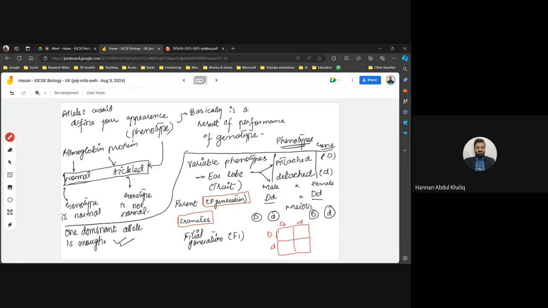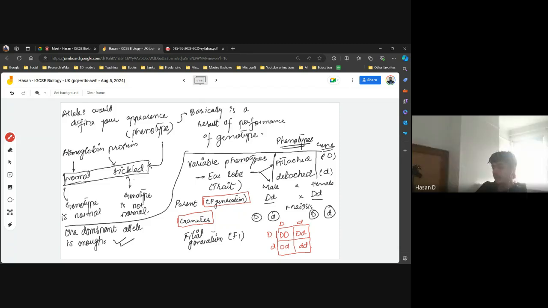If this sperm fertilizes this egg, then the child that is produced, you have to tell me the probability that the next child is going to have the attached or detached earlobe. Capital D, small d, capital D, small d, and small d, small d. Tell me the probability of the next child having an attached earlobe, and also the probability for the detached earlobe. So detached earlobe will be 25%. Well done.